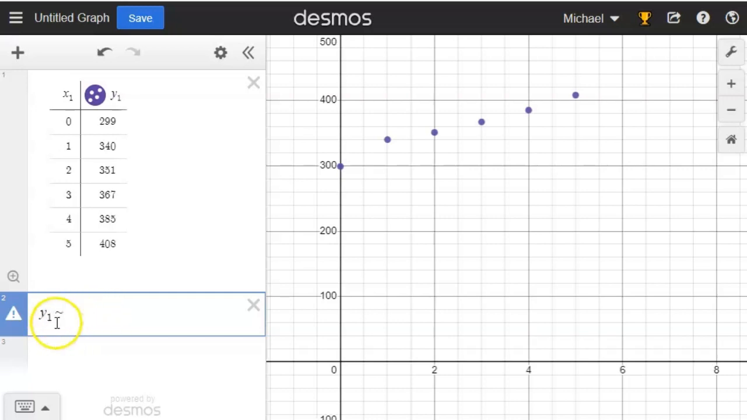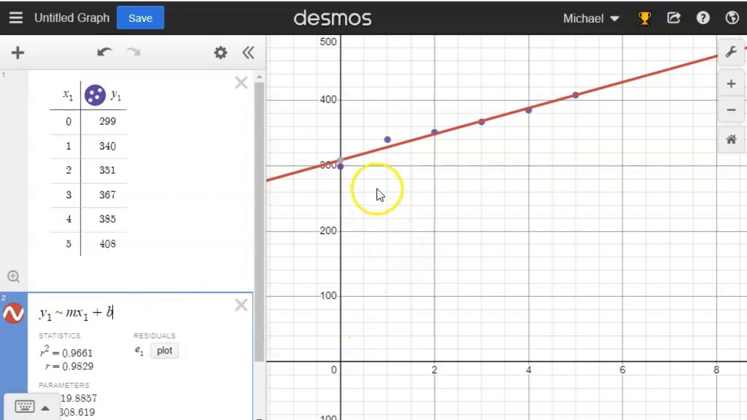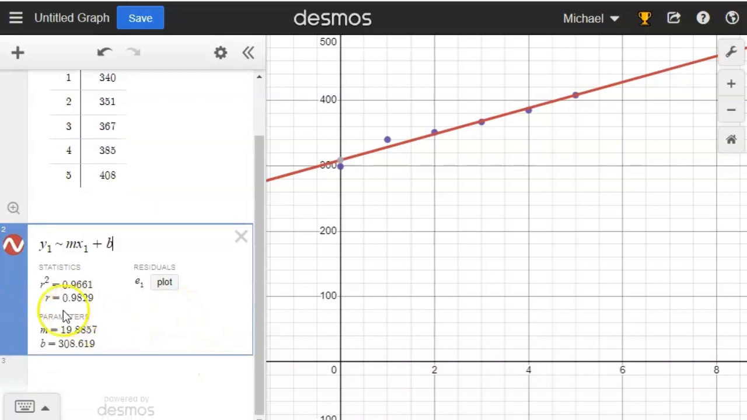Now how do you get the tilde? Well, the tilde should be to the left of the number 1 on your keyboard, and you have to click shift in order to get it. Equals mx1 plus b. Okay, and notice it gives us this line. This is what's called the line of best fit. Now down here we have some parameters, and notice it gives us the m and the b. So the slope of this line is about 19.8857. And the b, the y-intercept, is up here at 308.619.